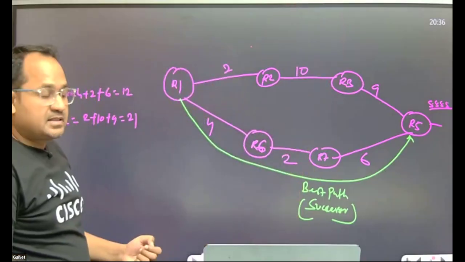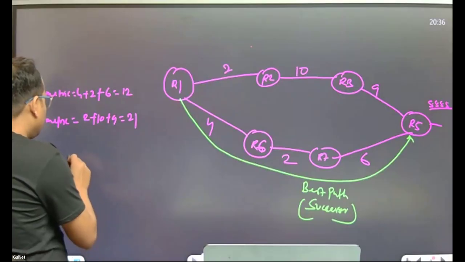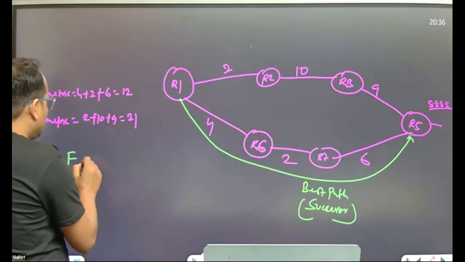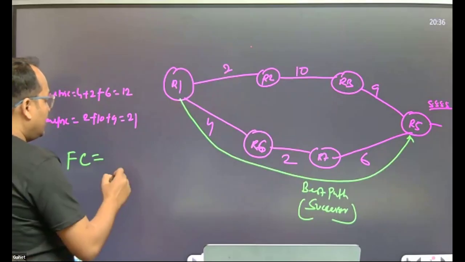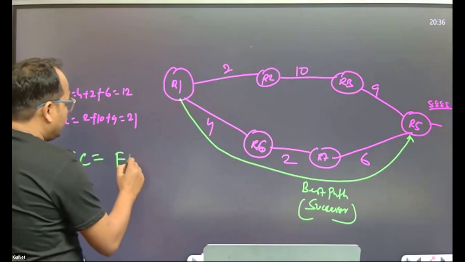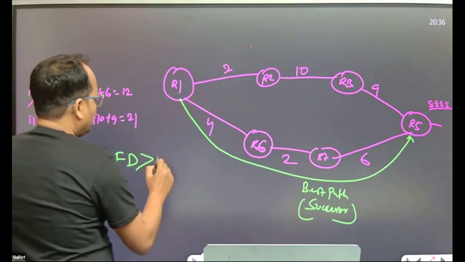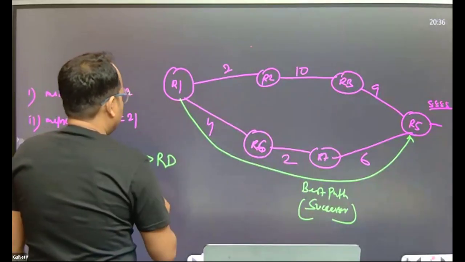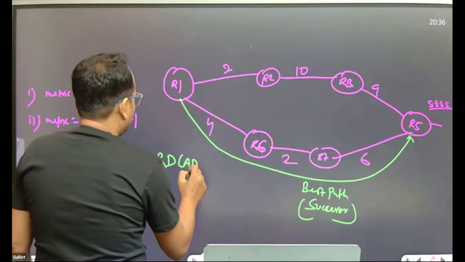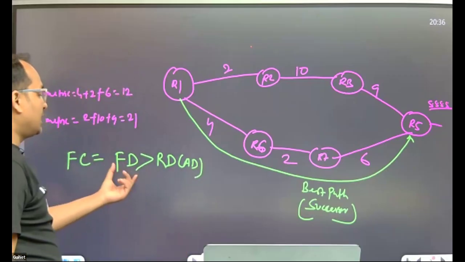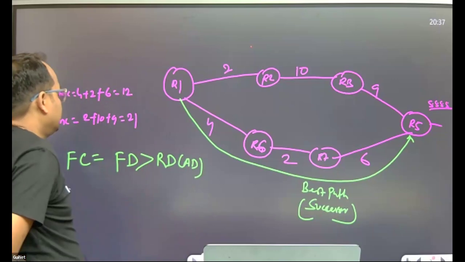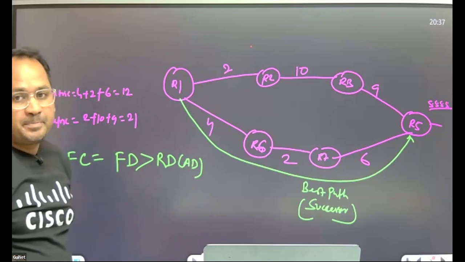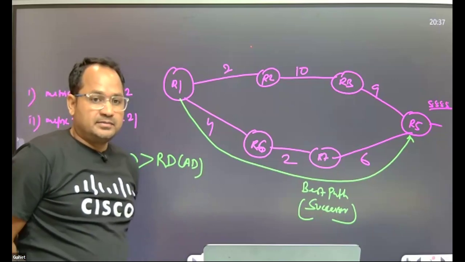To become a feasible successor, it has to meet the feasible condition, right? FC. And what does FC say? FC says your FD must be greater than your RD or AD. Okay, clear? So what is my total FD value? What is my FD value here?